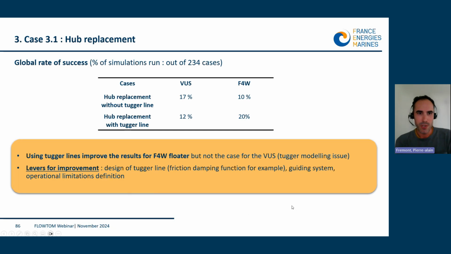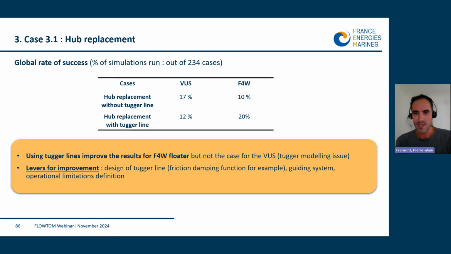And if we go to the next slide, this is the global rate of success on the 234 cases. You can see that without tugger lines, there is about 17% for the Volt-On US and 10% for the fast forward floater. When adding the tugger lines, it doubles the percentage of success for the TLP, but it reduces for the Volt-On US.